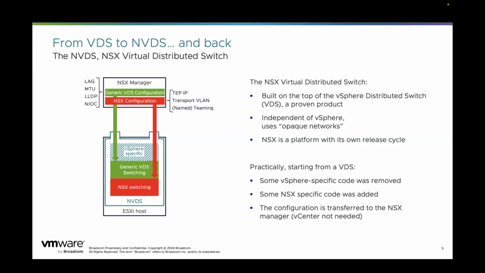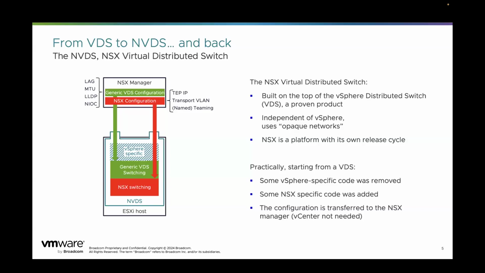And I'm even listing more specifically the features I'm talking about, because those are the ones that are going to be important for our nVDS to VDS migration. What I consider a generic VDS configuration are the port channel, the LAGs, link aggregation groups, the MTU configuration of the switch, the LLDP status, whether you enable it or not, and NIOC, which is network I/O control, a vSphere feature for, let's say, QoS and packet prioritization. So those components are now configured on the NSX manager. They used to be on vCenter.